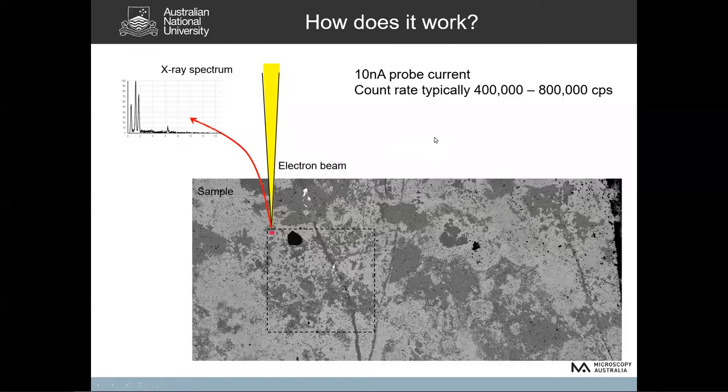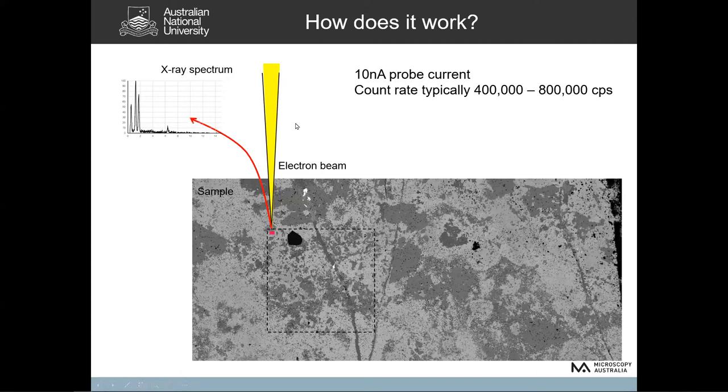So the idea is that we put the sample in the SEM. I have a backscattered image here of the sample, and I've shown you the area that I want mapped here, or certainly that is within one scan. So what it does is it steps the beam at each point and collects a spectrum. And it does that at very high count rates.